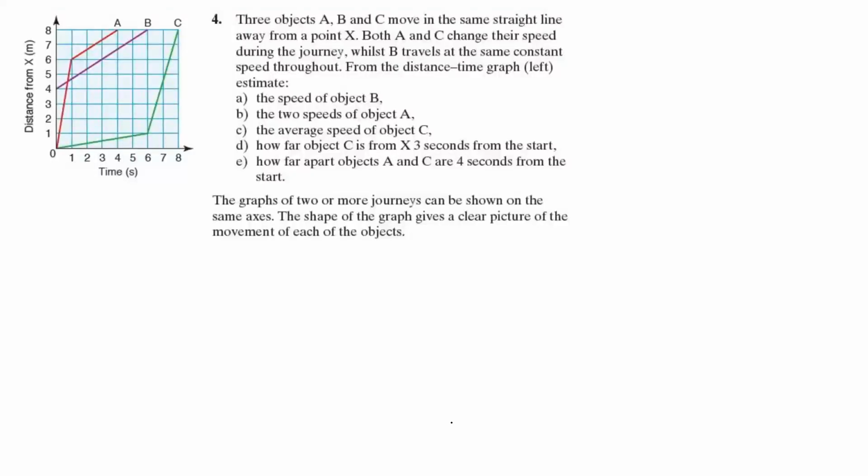We've got just a couple more minutes. We can maybe try to do a few parts of this question. Three objects move along the same straight line away from a point X. Both A and C change their speed during their journey, while B travels at the same constant speed throughout. From the distance-time graph, estimate the speed of the object B. Go ahead and give that a try.